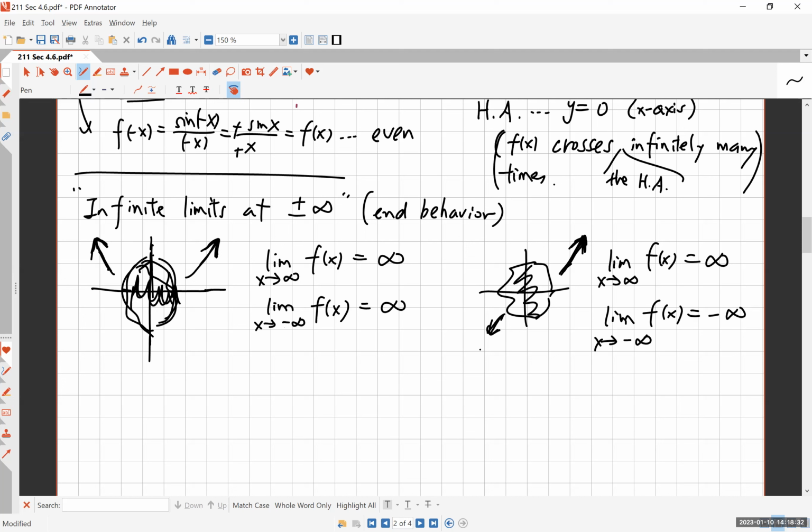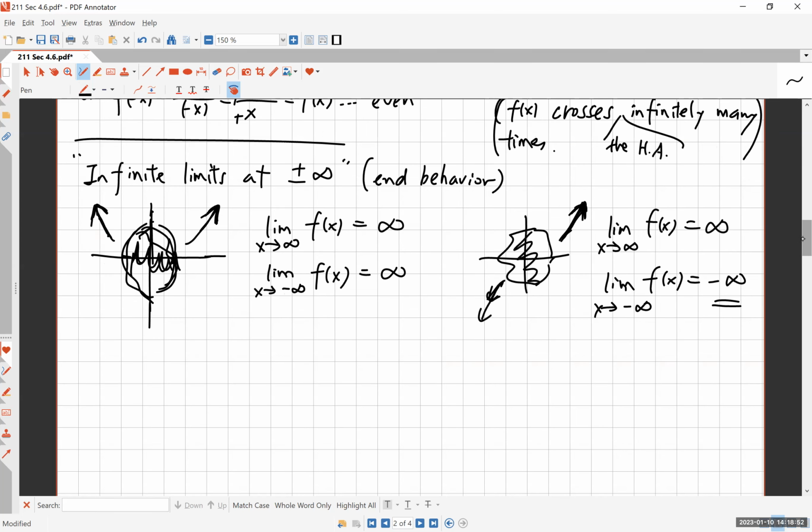It's negative infinity. That just means it keeps going down, down, down. And it doesn't ever approach any horizontal line. It crosses every horizontal line and continues to go down. That's what this means. Okay, so I will not write careful definitions of these, but you can see that in the book if you like. I don't think we'll be using those carefully phrased mathematical definitions of infinite limits at positive or negative infinity.